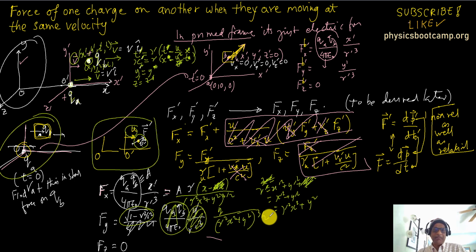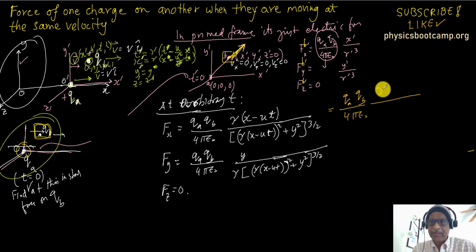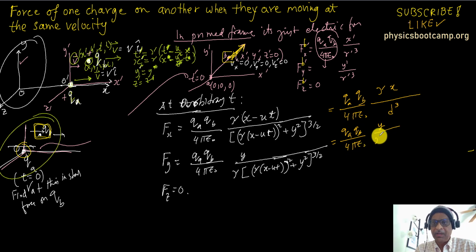Let me erase some of this and write it out cleanly. Okay, so summarizing, this is the answer at any arbitrary time t, and at t equal to 0 it will be much simpler. It will just be QA QB over 4 pi epsilon naught gamma x over d cubed, the square of that being d, and this one is QA QB over 4 pi epsilon naught y over gamma d cubed.